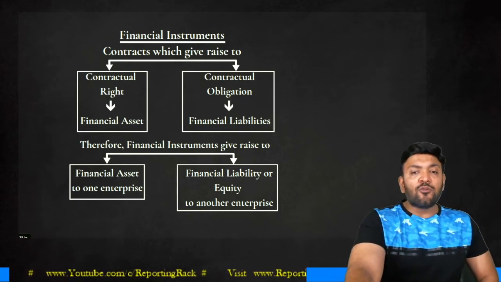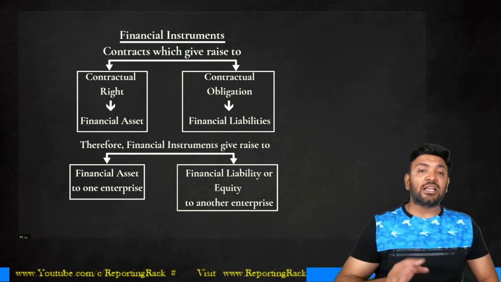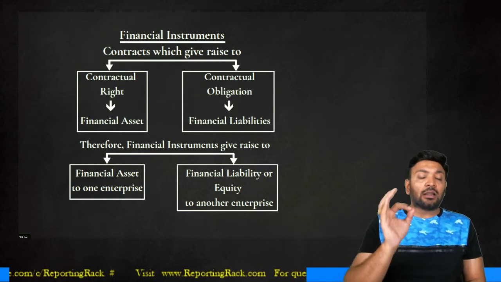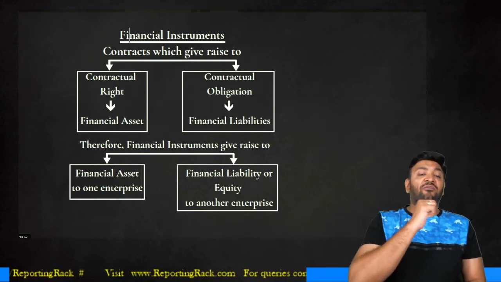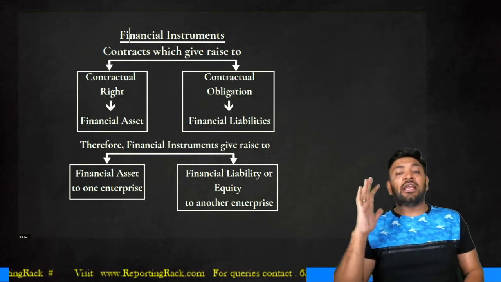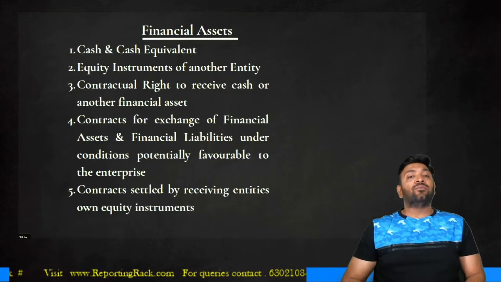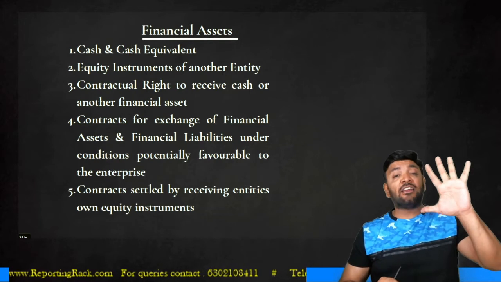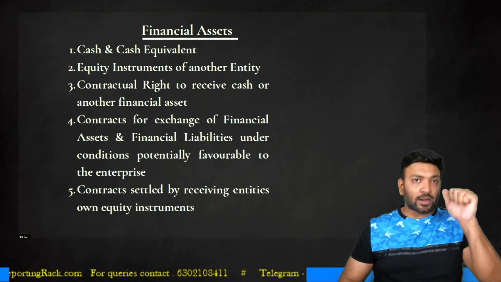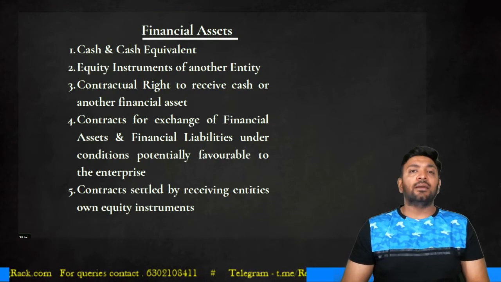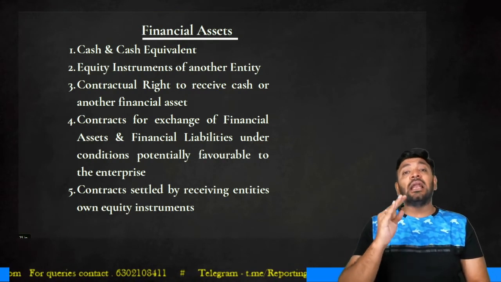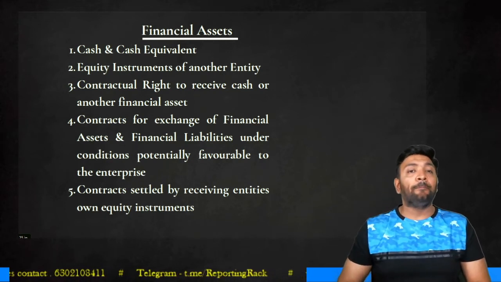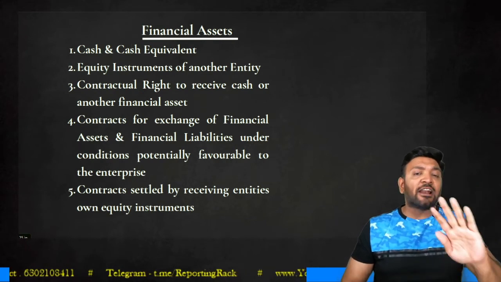Now, let's move further and understand what these financial assets are. One thing I understood is that a financial instrument is a contract. It arises due to a contract which is written or oral, and gives rise to a financial asset to one enterprise, financial liability or equity instrument to another enterprise. Then what is a financial asset? A financial asset can be defined in five different parts. First one, cash and cash equivalents: cash in hand, cash in bank, any short-term securities which can be converted into cash within 60 days as per Ind AS 7. This part is a compulsory financial asset.